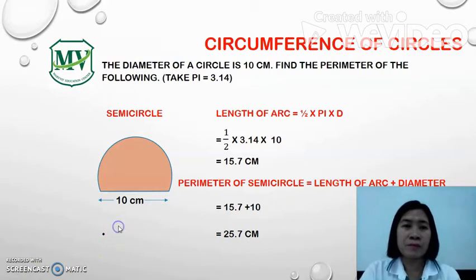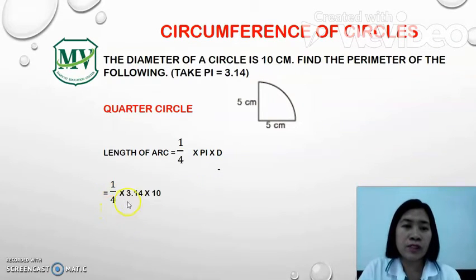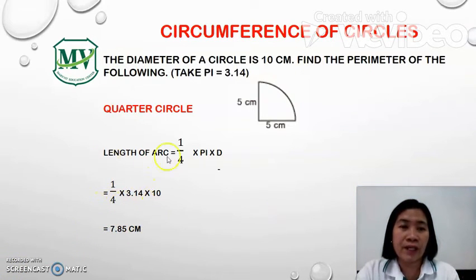Next problem. The diameter of a circle is 10 centimeters. Find the perimeter of the following. Take pi equals 3.14. The figure is a quarter circle. So the length of arc will be 1 over 4 times pi times the diameter. So let's substitute the values. 1 over 4 times 3.14 times 10. So the length of the arc will be 7.85 centimeters.